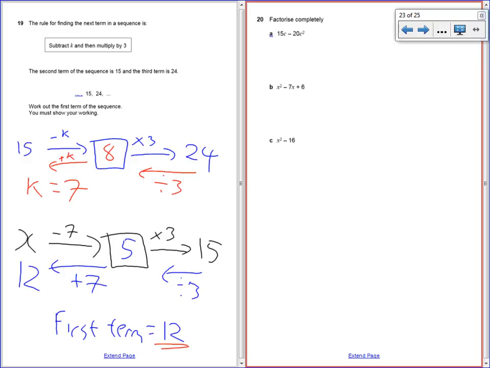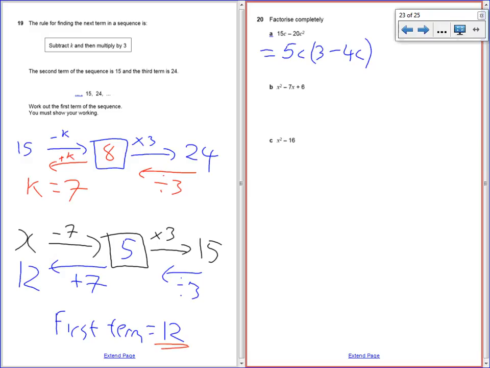So first of all, we look at what's common between 15 and 20. 5. And then we look at what goes into c and c squared. C. So that's going to go outside the bracket. And then 5c multiplied by what gives 15c? 3. And 5c multiplied by negative 4c gives negative 20c squared. So that is it factorized.